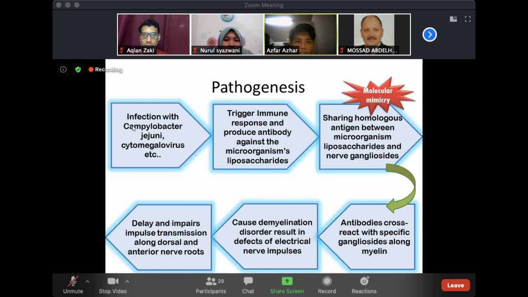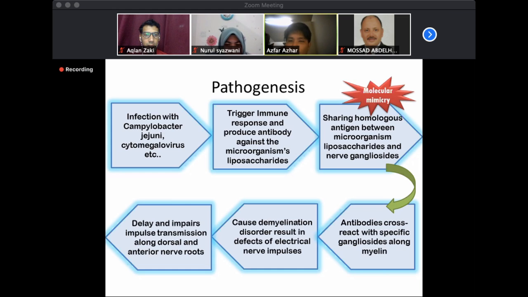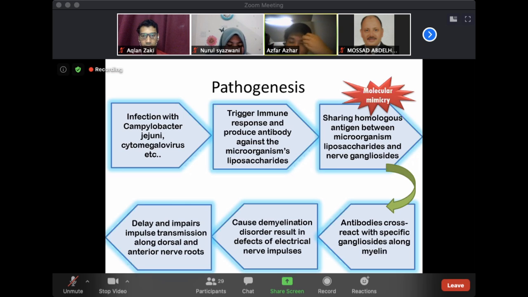So for example, infection with Campylobacter jejuni will trigger an immune response and produce antibodies against the microorganism's lipopolysaccharide. So when antibodies are produced towards the microorganism's lipopolysaccharide, these antibodies share the antigen of the microorganism's lipopolysaccharide, sharing homology, like it's the same. Okay, so it is called molecular mimicry.